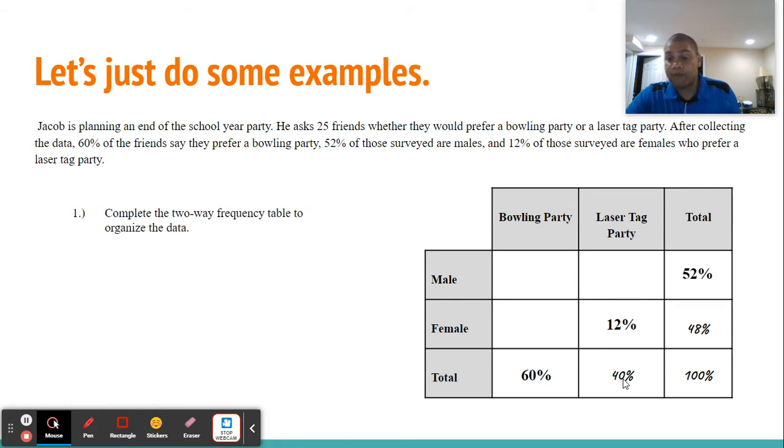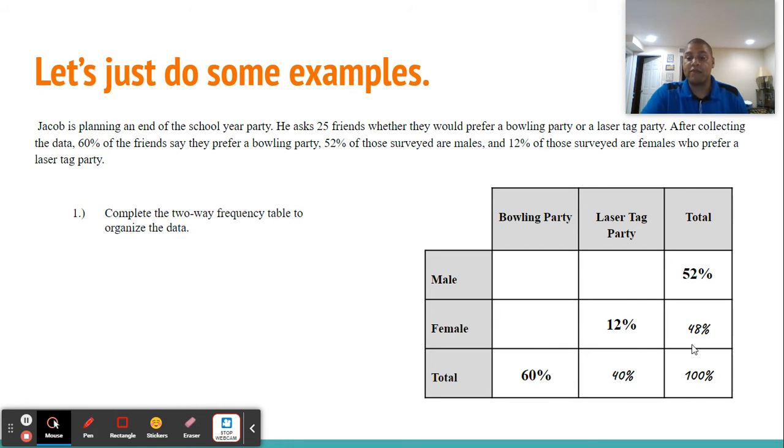Okay. Now, once I've got this, I'm all set to figure out the rest of the people who wanted laser tag, because if 40% of the people wanted laser tag total, and 12% of them were females, that means 40 minus 12 gives me 28% of the males wanted laser tag. And similarly, if 12% of the females wanted laser tag, that also means that 36% of the females wanted bowling, because 48 minus 12 is 36, right?